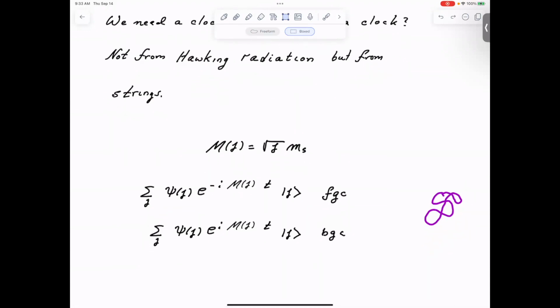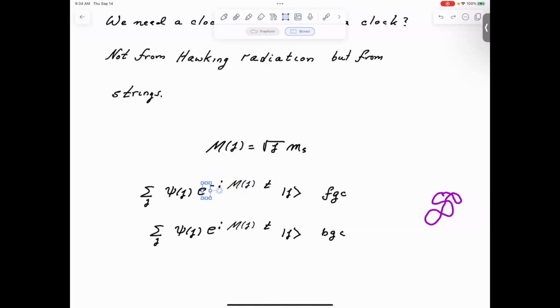For example, we can imagine a clock just being a single string, just a single closed string, which has rest frame energy levels proportional to the square root of the angular momentum, square root of an integer. We can imagine superposing different string states with phases like that and use them to create a semi-classical string clock. That's one way we might do it.